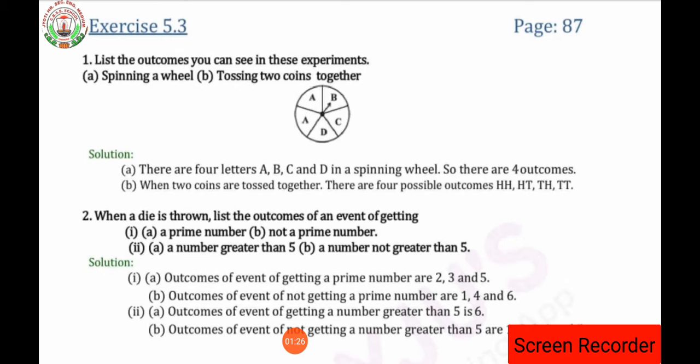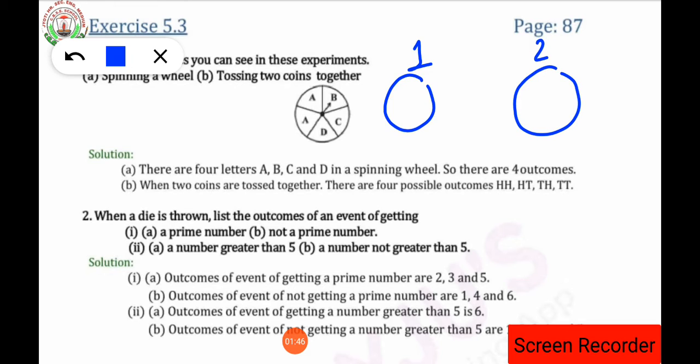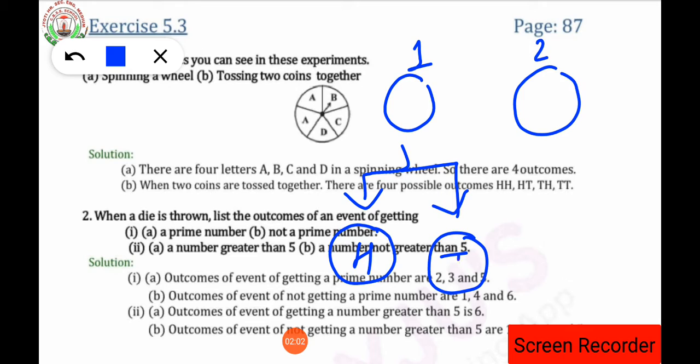So here we have to list the outcomes. Can you see them in this experiment? List the outcomes means we have to tell what conditions can come if we toss the two coins. Tossing two coins together means we have two coins. Suppose this one is coin 1 and this one is coin 2. When we toss a coin, that means throwing it up in the air. When we toss a coin, it can be visible in either of two conditions. First condition, the head will come. Second condition, the tail will come.